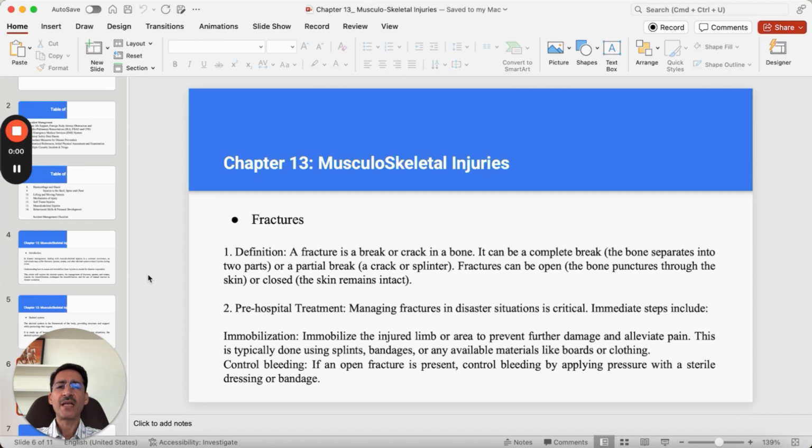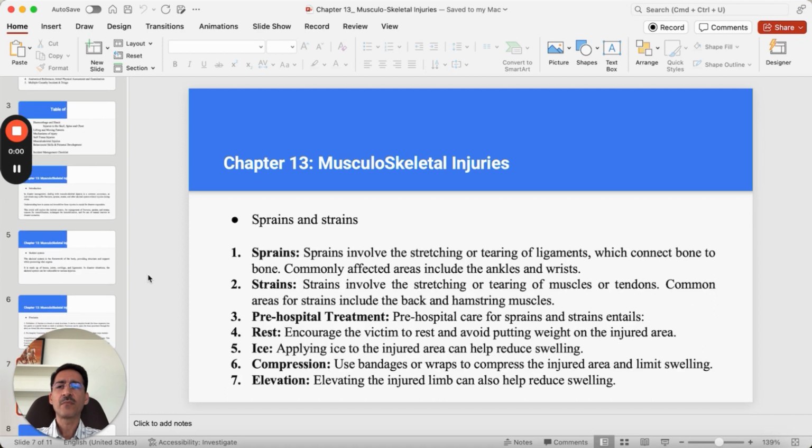Pre-hospital treatment. Managing fractures in a disaster situation is critical. Immediate steps include immobilization. Immobilize the injured limb or area to prevent further damage and alleviate pain. This is typically done using splints, bandages, or any available material like boards or clothing. Control bleeding. If an open fracture is present, control bleeding by applying pressure with a sterile dressing or bandage.